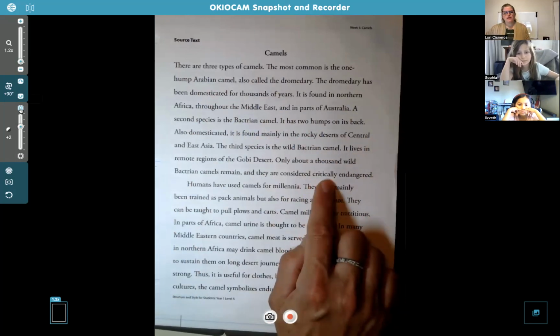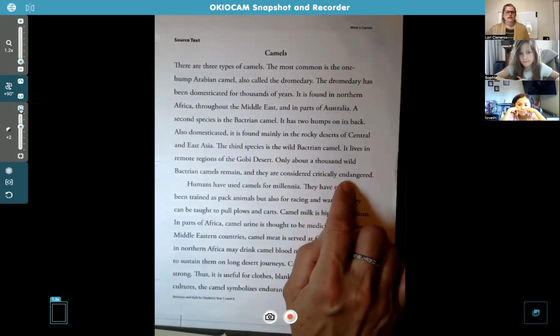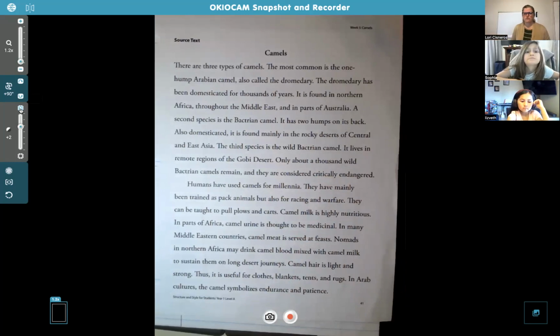Down here at the end of this first paragraph, it says critically endangered. Does anybody know what endangered means? Go ahead, Lizbeth. That they're almost going extinct. Good. Yes. So the word is extinct. It means they're almost extinct. And when it's extinct, it means they're nowhere anymore. They're gone forever, right? Yeah.